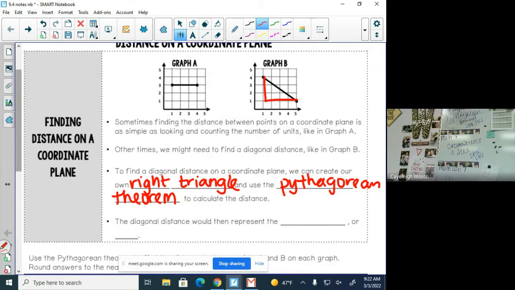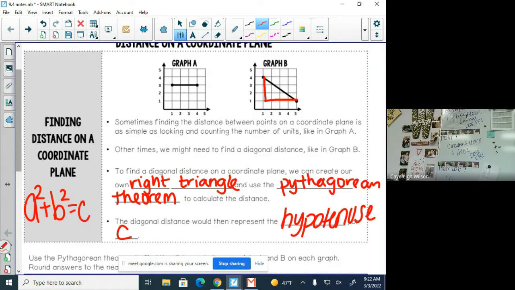Okay, so the diagonal distance is called the hypotenuse, which is what we just said, and we said that that is C. So we're going to use that A squared plus B squared equals C squared again.